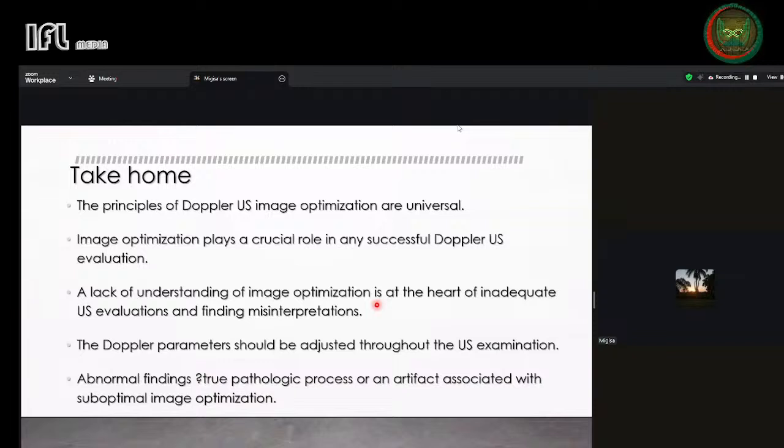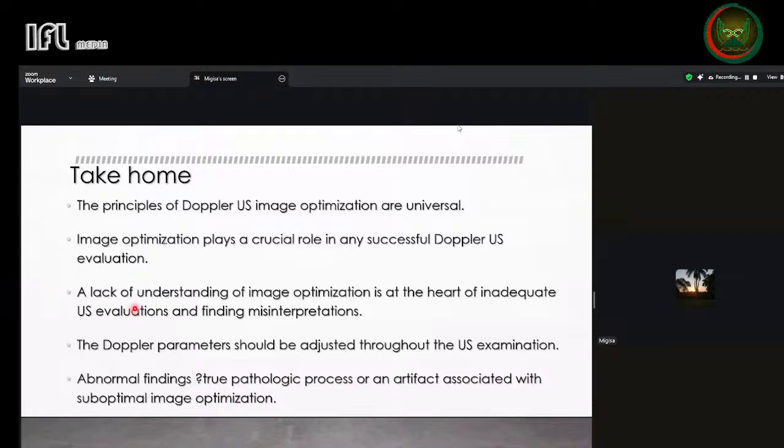So what is the take home? I want to emphasize image optimization, because you can easily misinterpret or give wrong results or miss a diagnosis just because of your technique. You may press the head too much, and you say the fetus is at the verge of death when it's not, because you overpressed the head.